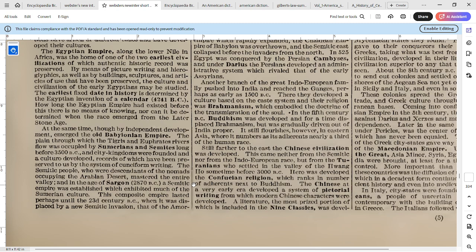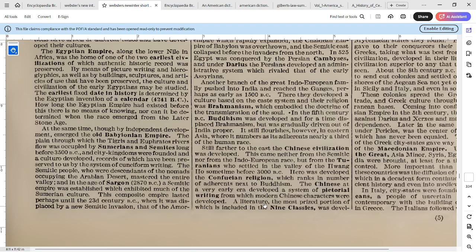So, still farther to the east, the Chinese civilization was developed. This came neither from the Semitic nor from the Indo-European race, but from the Turanians, who settled in the valley of the Huangho, sometime before 3000 BC. Here was developed the Confucian religion, which ranks in number of adherents next to Buddhism. The Chinese at a very early era developed a system of pictorial writing from which modern Chinese characters were developed.